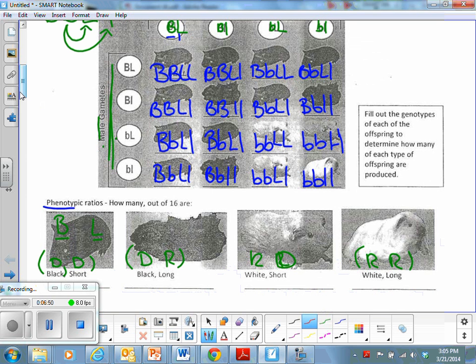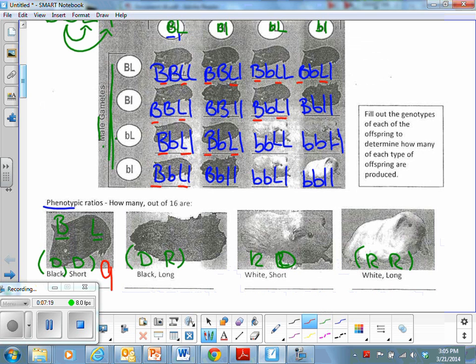So this one has a capital B and a capital L. Guinea pig here does. 2. So there's 3, 4, 5. Not this one. 6, 7, 8, 9. And that's it. So 9 of them are black and short.